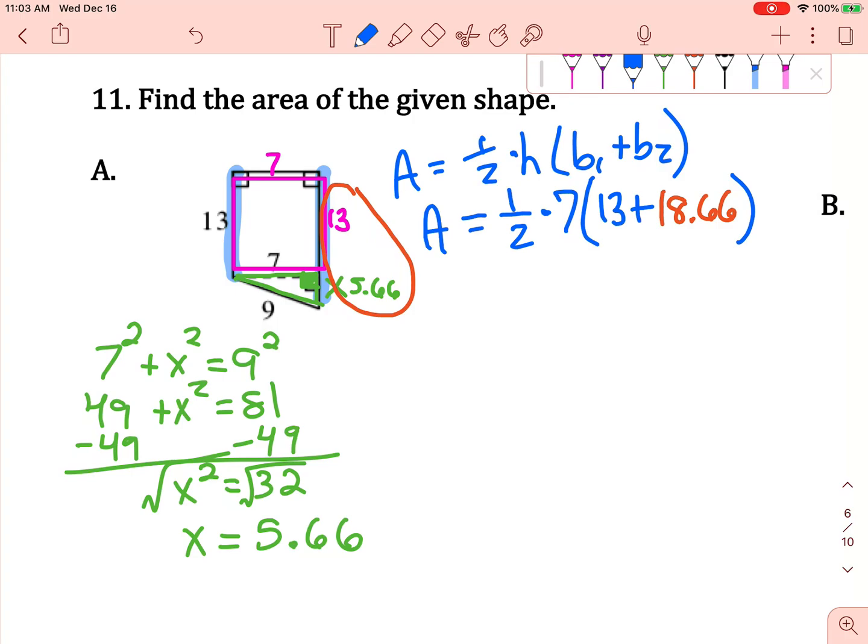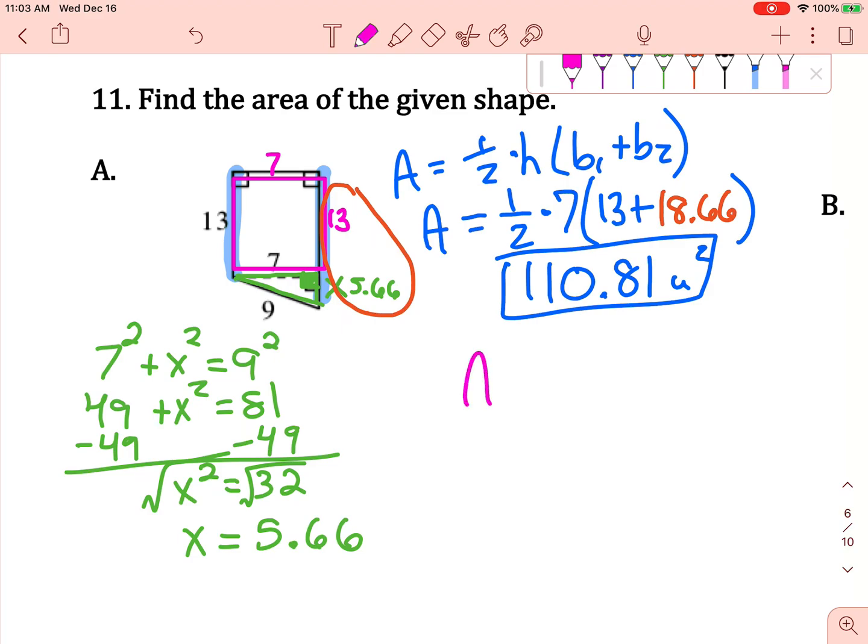Okay, and again, you guys would just type this exactly in your calculator as you see it. So 0.5 times 7 times 13 plus 18.66, 31.66. Okay, so I'm getting 110.81 units squared.